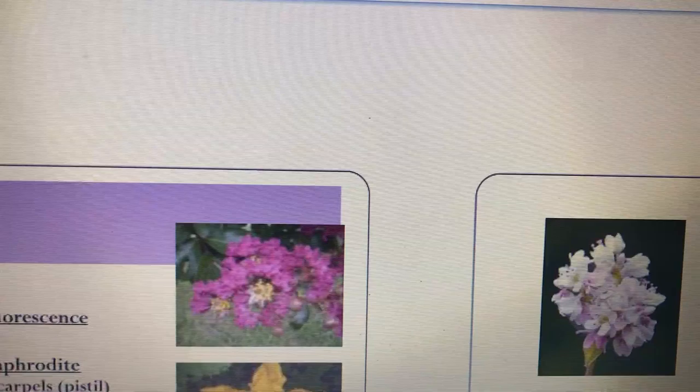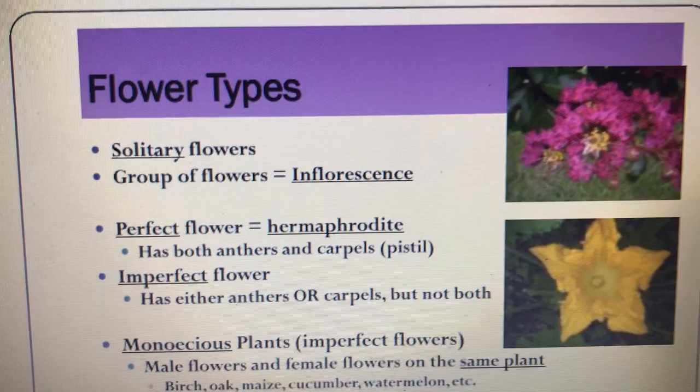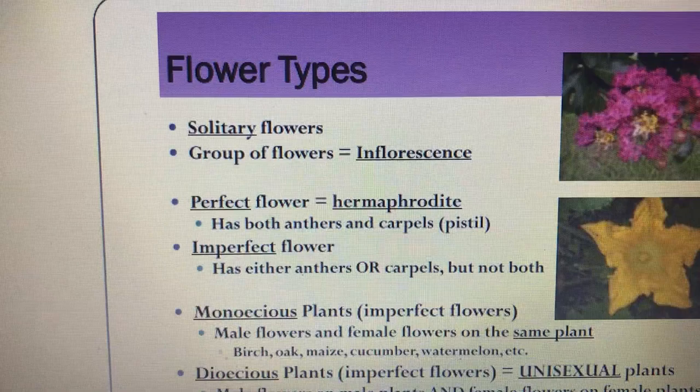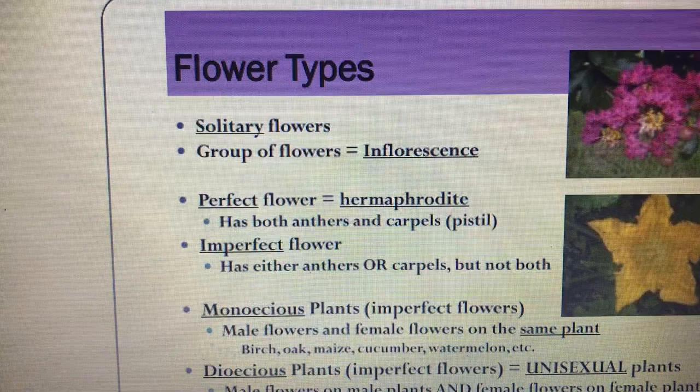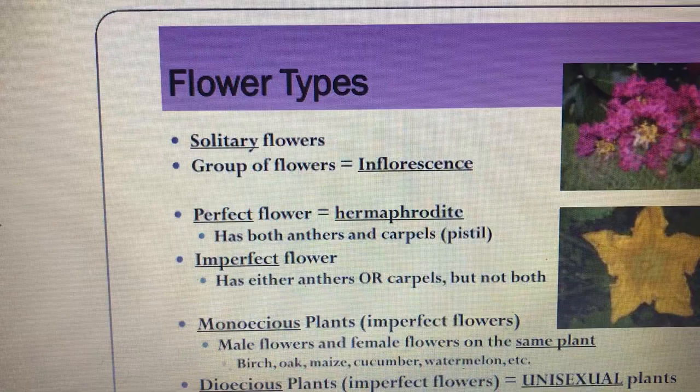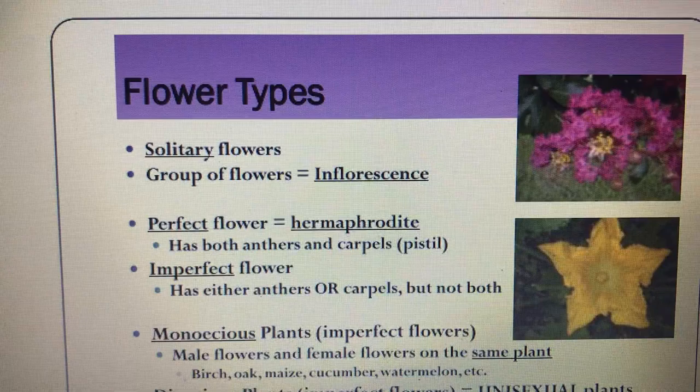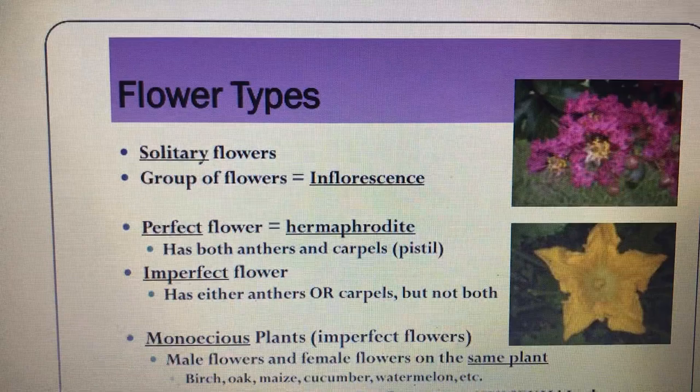So now we're going to talk about different flower types. We have solitary flowers. Groups of flowers are called inflorescence. We have the perfect flower. The perfect flower is the equivalent of saying hermaphrodite. Hermaphrodite equals a perfect flower.